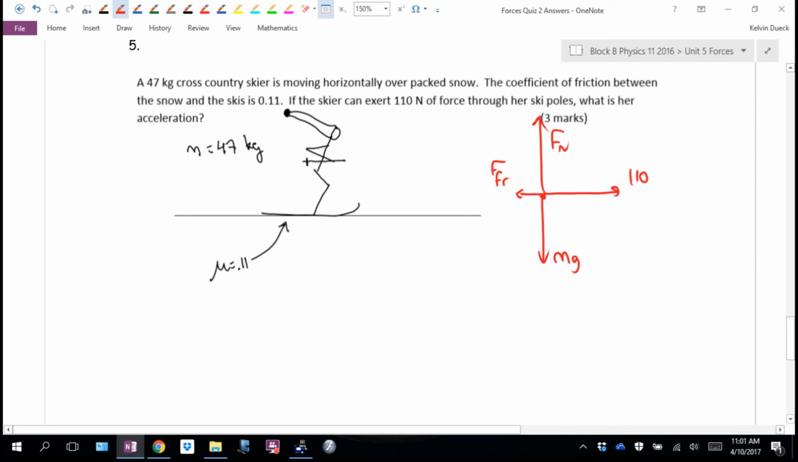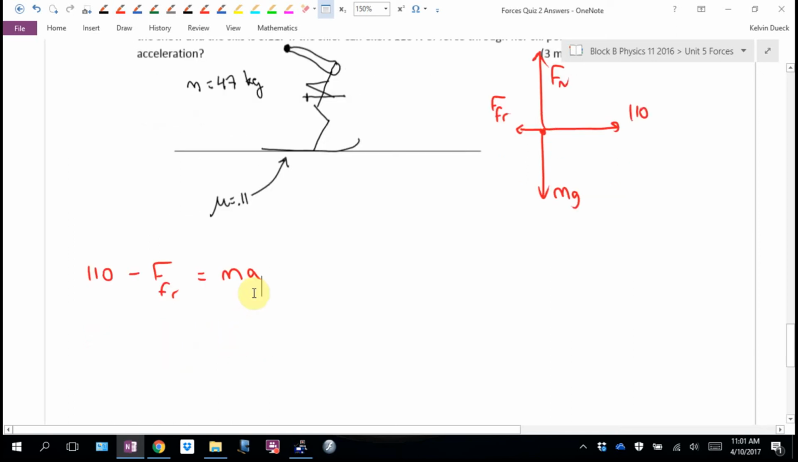Friction. Okay. Who's winning? The applied force, 110. Who's losing? Friction. That equals ma. How would I get the a by itself? I think I'd divide by m. The 110 would drop down like a domino. The minus friction would drop down like a domino. Divide by m.